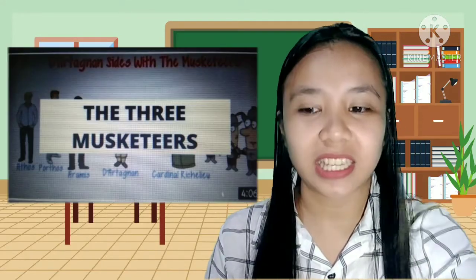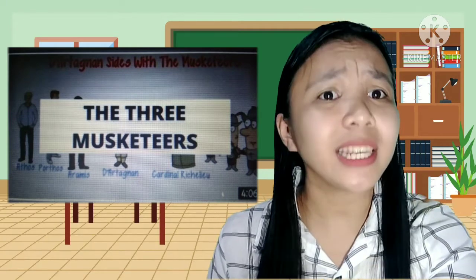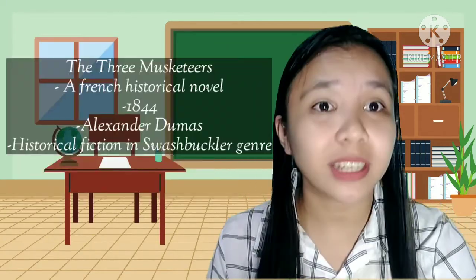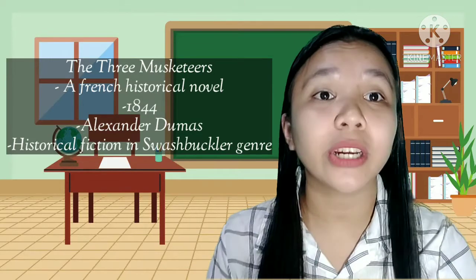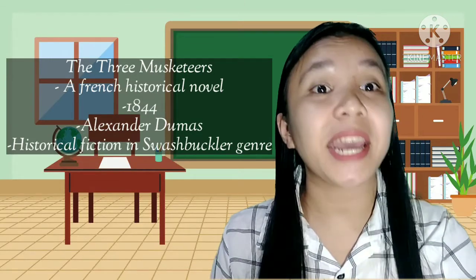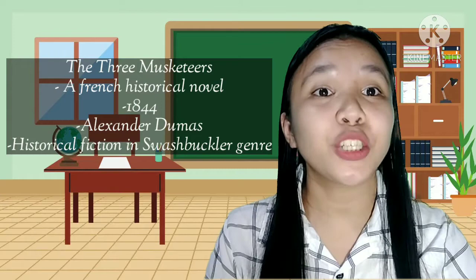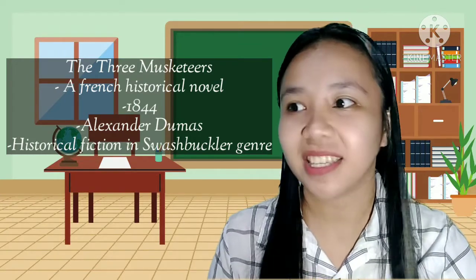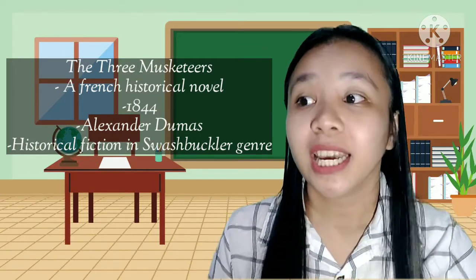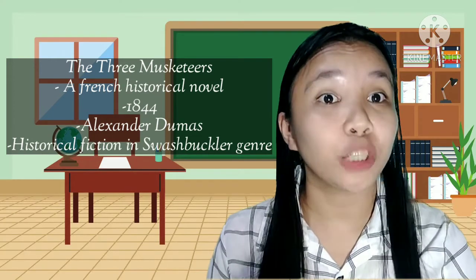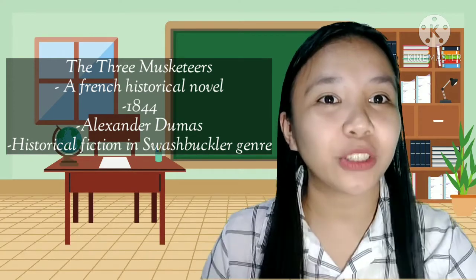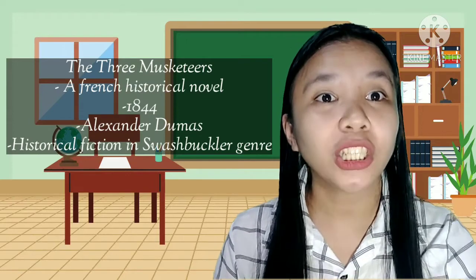But to further understand what solidarity means, let us watch a video of the Three Musketeers. So what is the Three Musketeers? The Three Musketeers is a French historical adventure novel written in 1844 by French author Alexandre Dumas. Though under historical fiction, it is in the swashbuckler genre. Again, what do you call this genre? Swashbuckler.